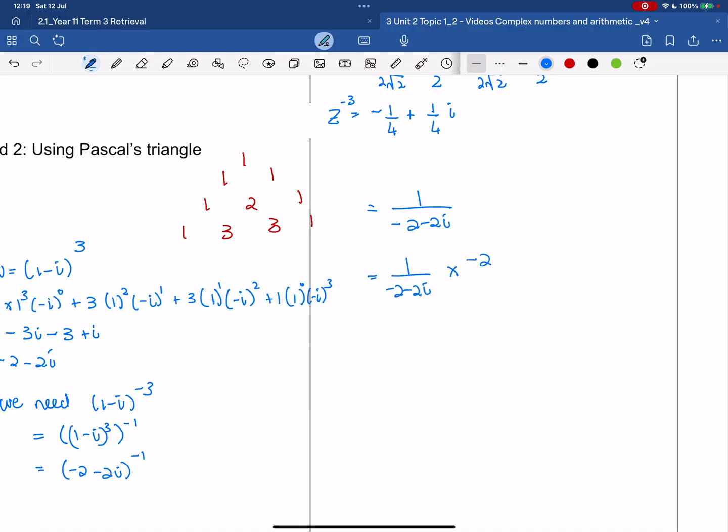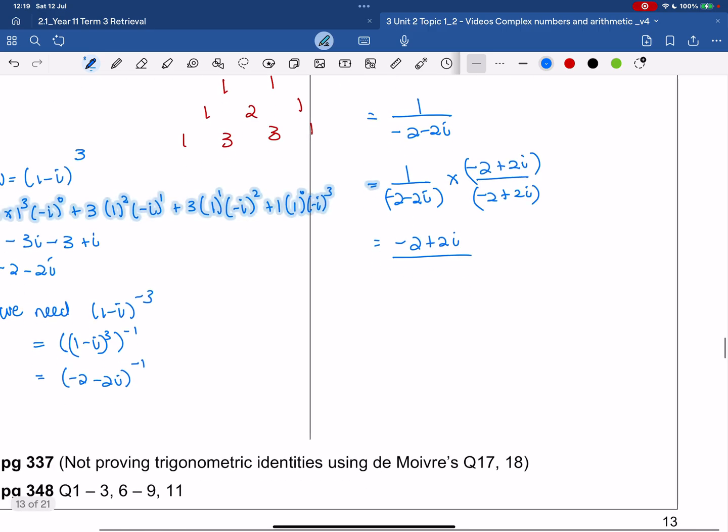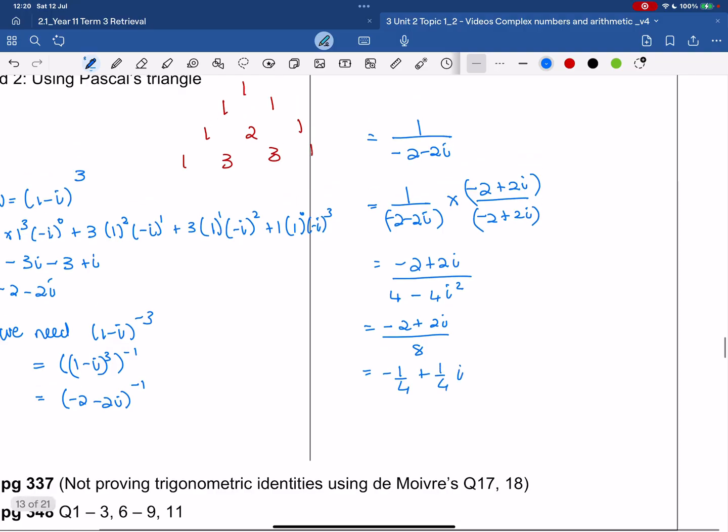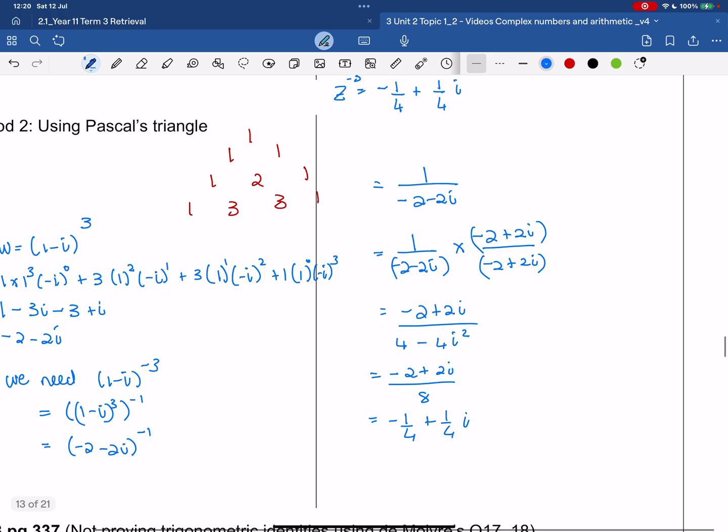So we're going to multiply by negative 2 plus 2i over negative 2 plus 2i. And that gives me negative 2 plus 2i over 4 minus 4i plus 4i minus 4i squared, and that gives me negative 2 plus 2i over 4 plus 4, which is 8. And when I simplify that, I get negative 1/4 plus 1/4 i, which is what we had previously.